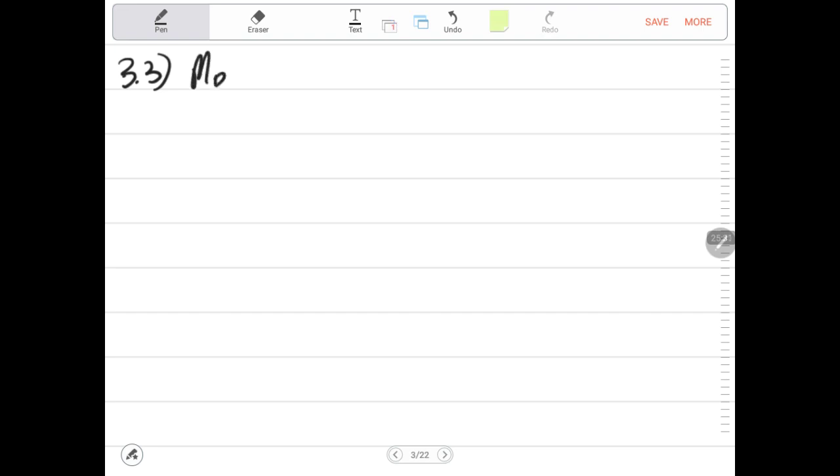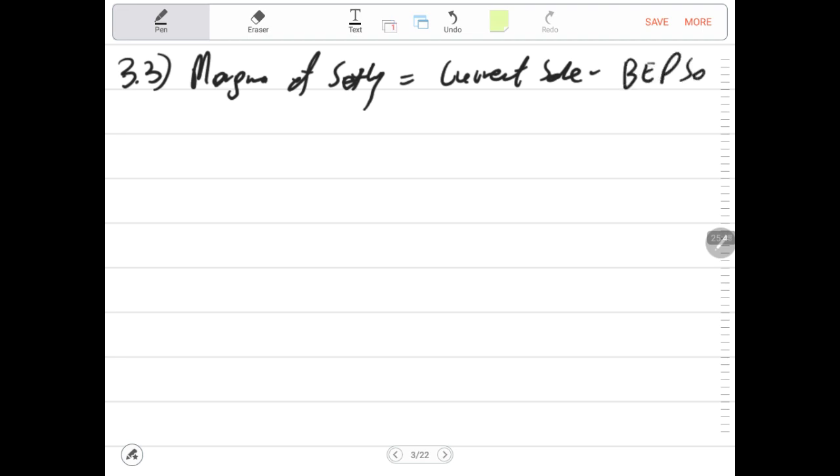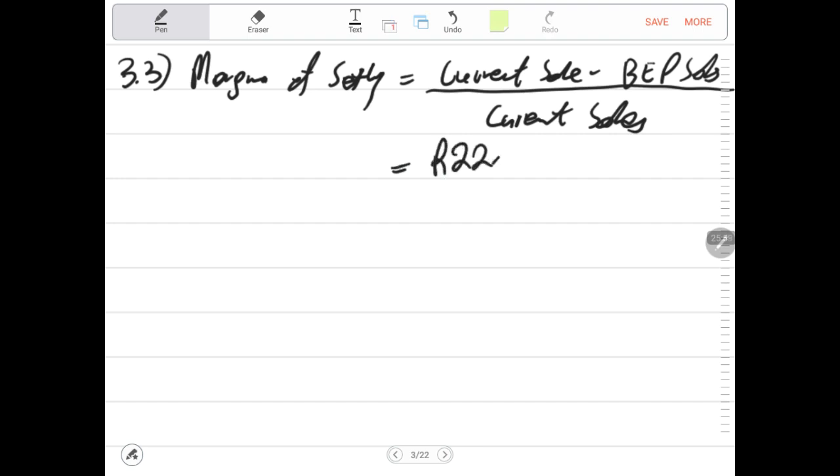Now we have the margin of safety, and it must be a ratio. It is our current sales minus our break-even point sales divided by our current sales. Please know your formulas, guys. Formulas is just something you need to memorize. Our current or expected sales are 2,200,000 rands, and our sales at the break-even point.